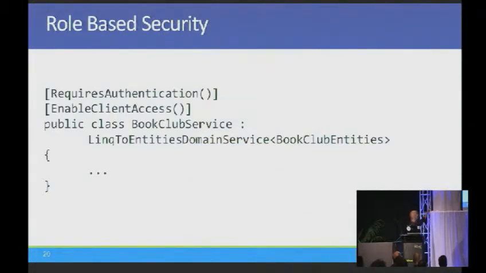Right on your domain service class, and here's a class that gets generated by RIA services. We're creating a book club service. It's inheriting from the link to entities domain service, because I'm using Entity Framework. And it's of type book club entities, which is the name of my entity model. I'm enabling client access because I want this to have an endpoint that clients can see, and I'm requiring authentication, which means if I leave this attribute on there and I don't authenticate, it's going to raise an exception if somebody tries to access one of the methods.